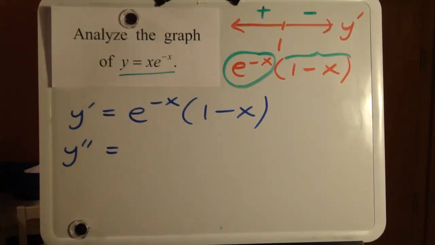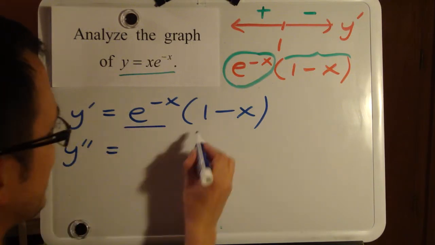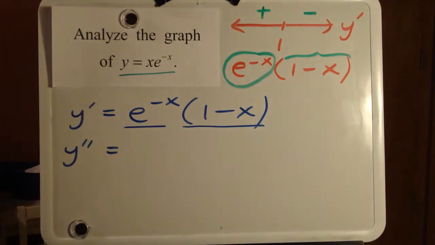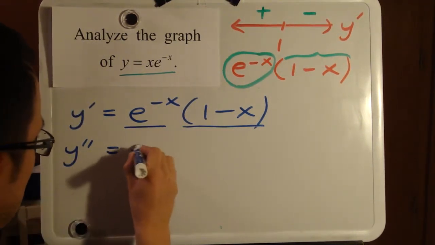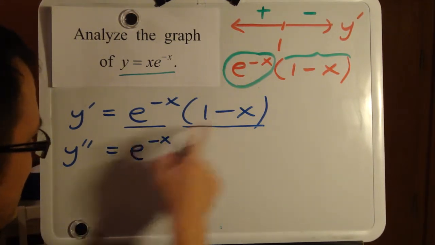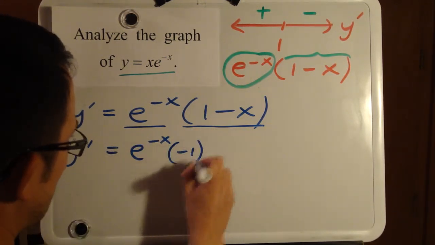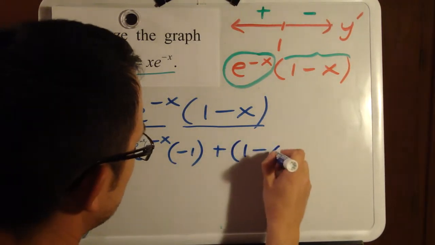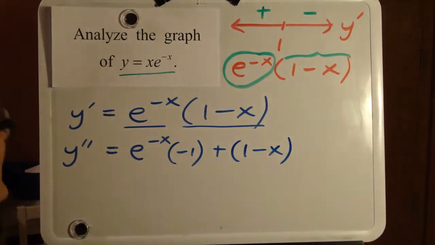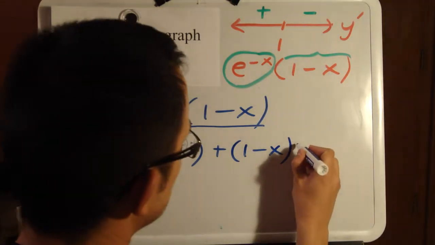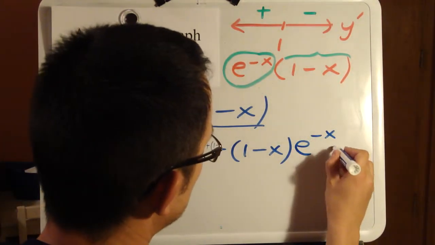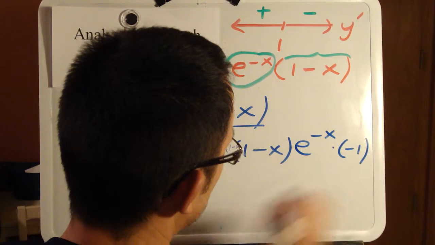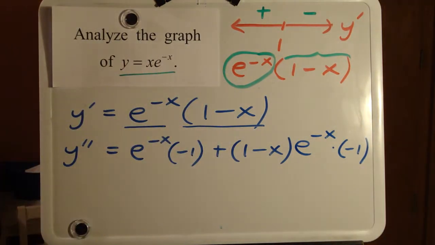So I'm going to use the product rule again, using this as the first function and this as the second. I'm going to write down the first and differentiate the second, so that's a minus 1. And then we'll add to that, writing down the second function, and then differentiate e to the negative x. So this will be e to the negative x, and then the chain rule again, minus 1. So this is y double prime, and we'll use this for concavity.